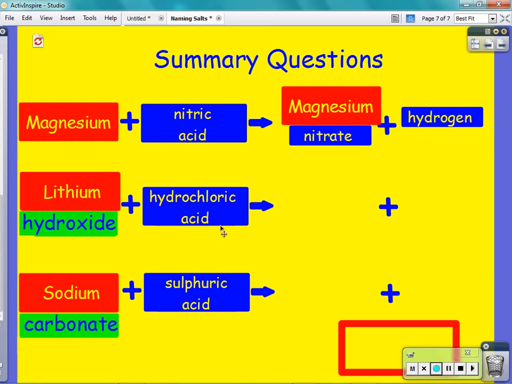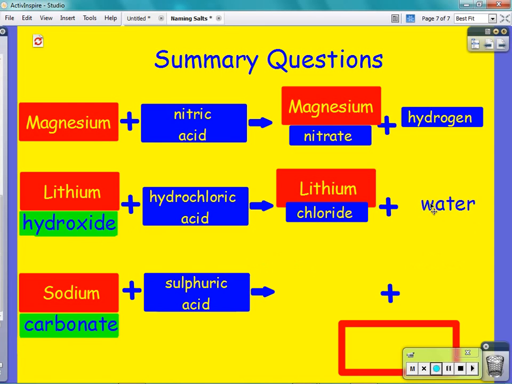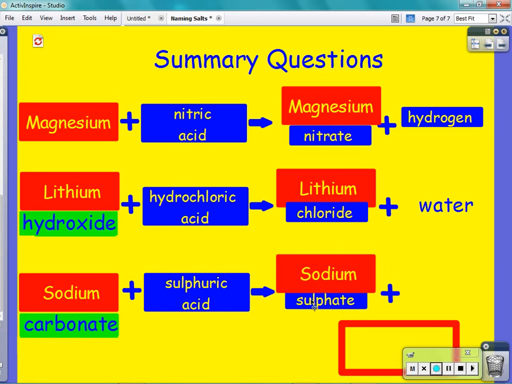Here, lithium hydroxide, hydrochloric acid. Name the salt exactly the same way, so lithium, hydrochloric acid gives you a chloride, lithium chloride. Hydroxide, straight away you go to water. And then finally, sodium and sulfuric acid. Sulfuric acid is a sulfate, so you have sodium sulfate, and carbonate, carbon dioxide and water.